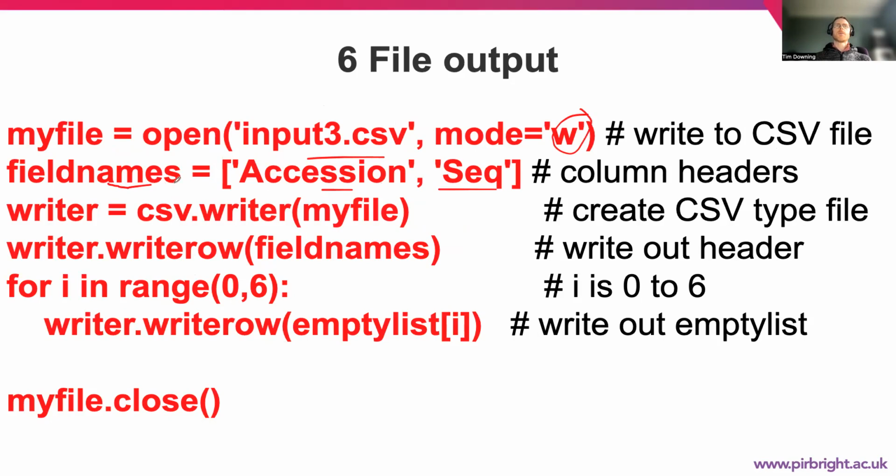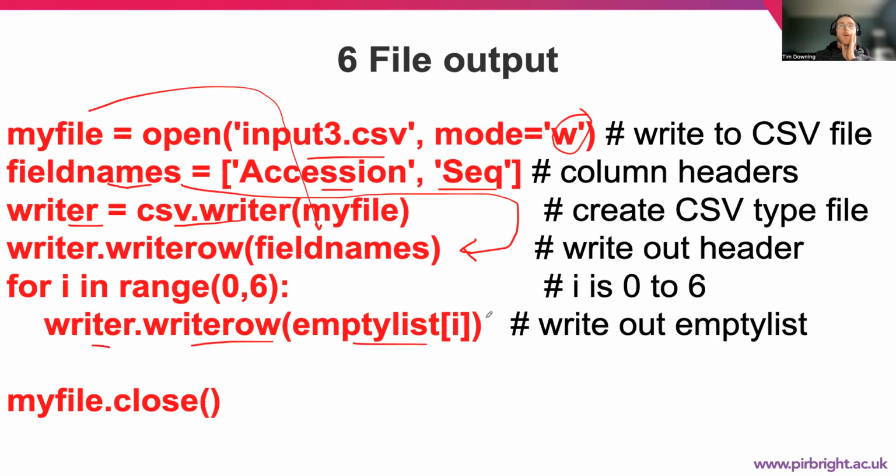So that field names is a special variable we can put in this writer.writeRow header. And then we have a writer file that is the csv.writer my file. So my file goes down there to csv.writer. And then we have for I in range 0 to 6. You're going to use writer.writerow to write out the empty list for each of the items inside empty list, assuming the 6 items. And then we close our file at the end.